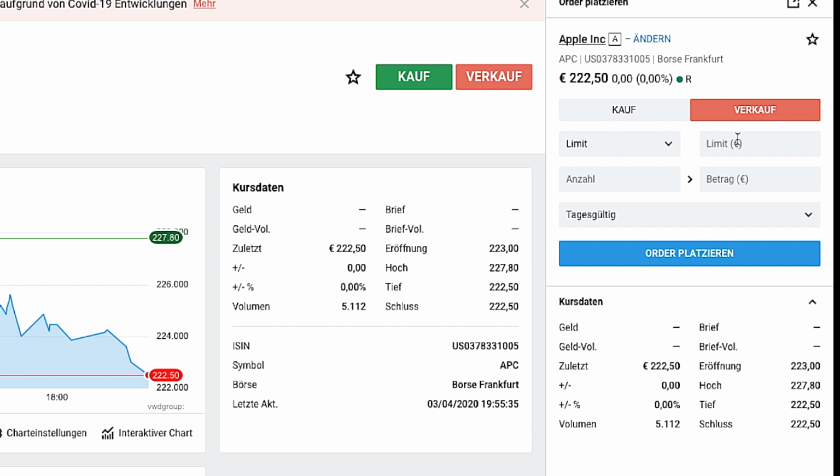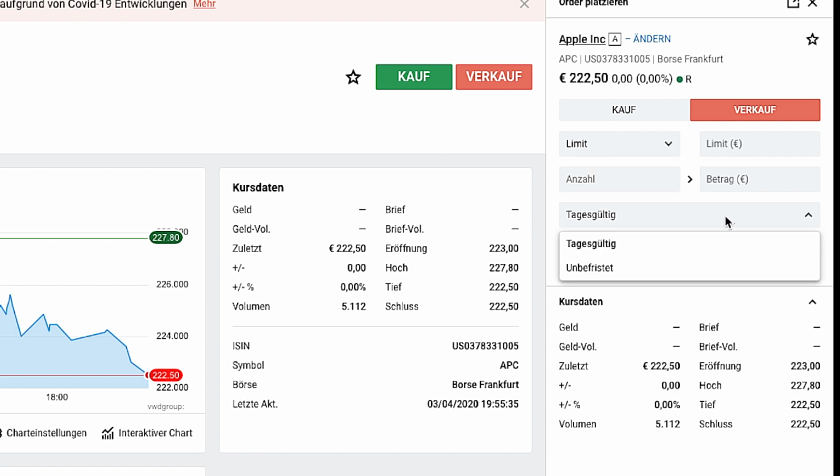In the following area here, we can insert the number of pieces we would like to purchase, and then we get an estimation of how much that would cost on the right side. And in the area below, we can set up the time the order should be valid for. We can choose between an order that is valid until the end of the day or an order unrestricted from time perspective. It will be valid until we actually decide to cancel it or until it's executed.